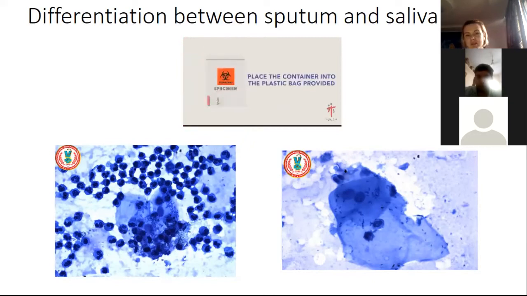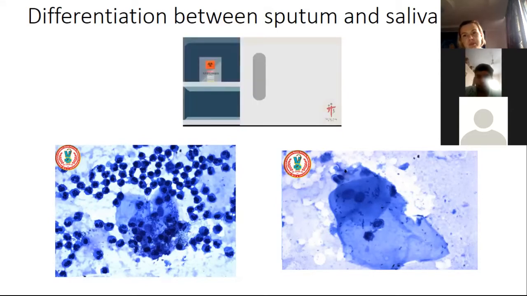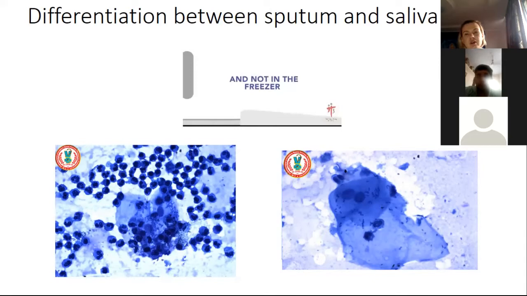And we should transport the samples according to the rules of transportation of biological material. We can store this sample in a refrigerator at 4 to 8 degrees, not frozen. Okay, but sometimes you cannot differentiate sputum and saliva when you check the concentration and consistency in the container.